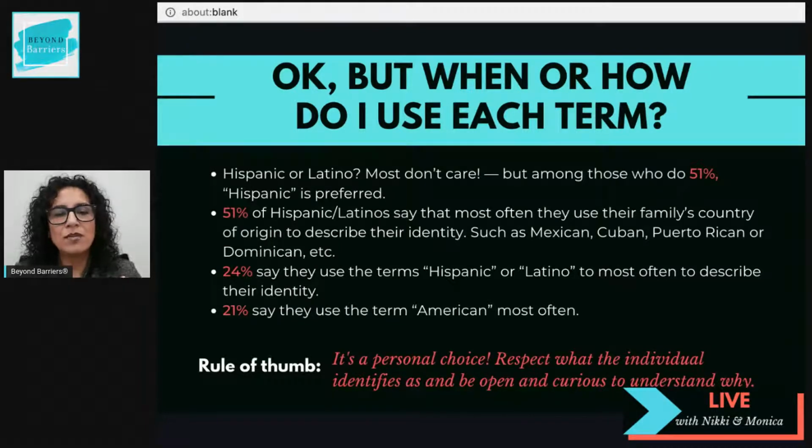We have to respect what each individual identifies as, and have that mutual respect that you identify a certain way, another may identify a certain way, and you kind of meet everybody where they're at. But always be curious to understand why, because you start learning more and more about that individual and their journey and their ancestry and their heritage. So that's the important thing.